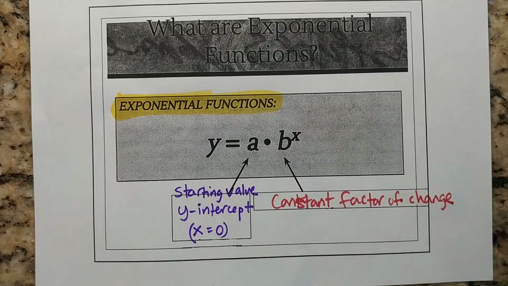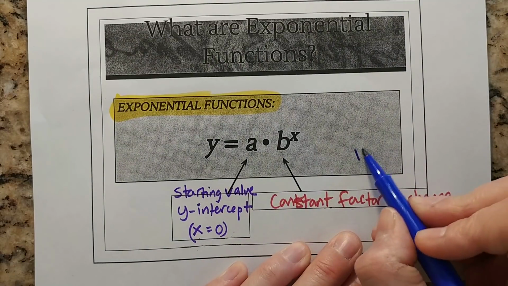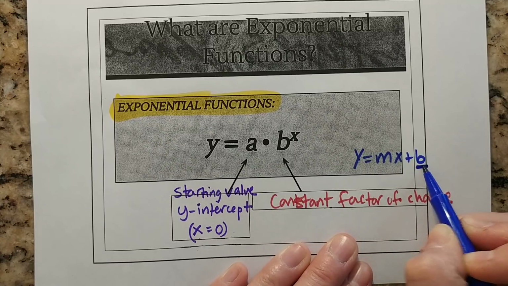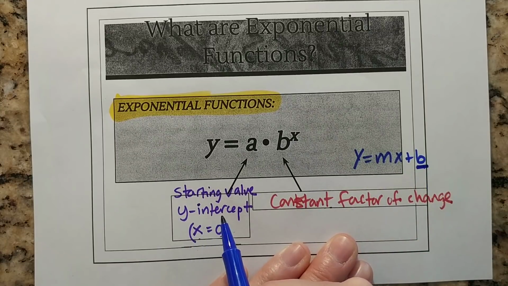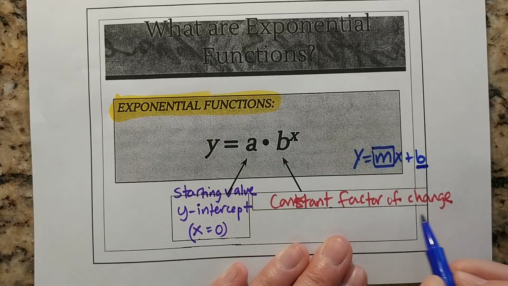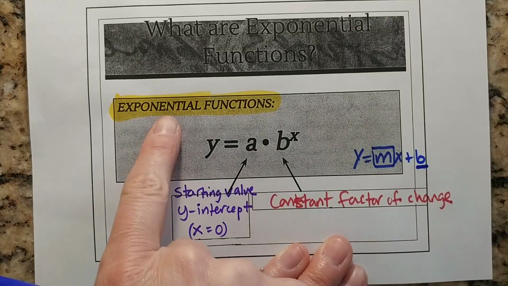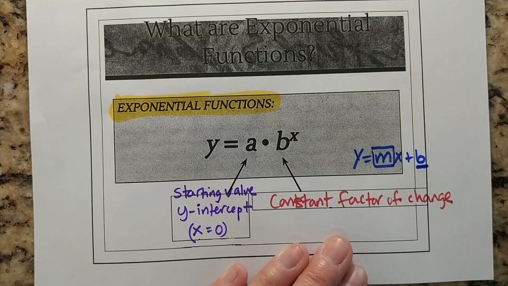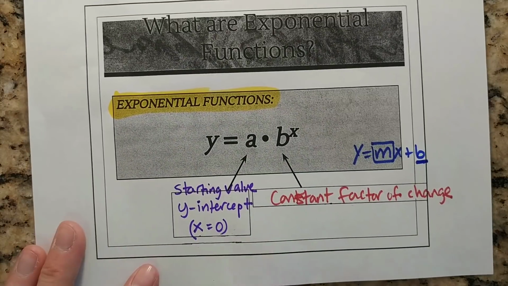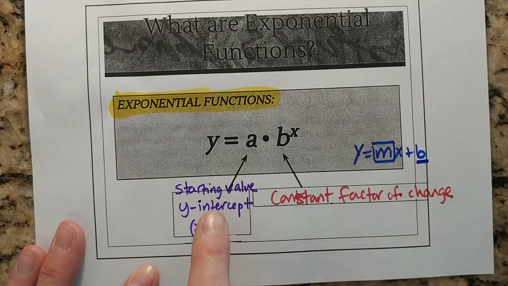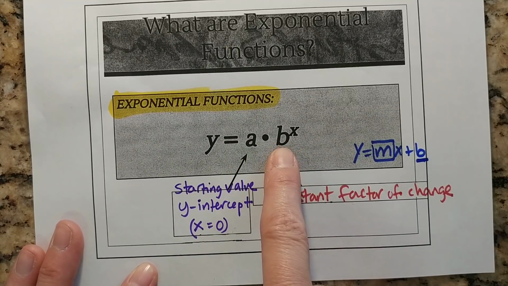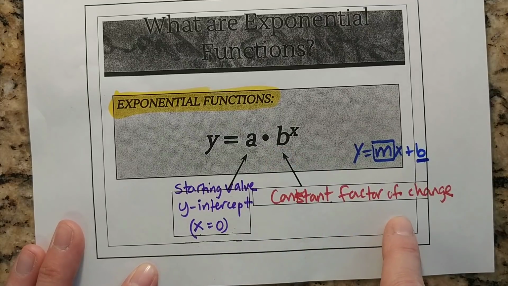So if you think about something that you already know, like the linear function, you know that the b represented our y-intercept, and this m was our slope, or our constant change. So the exponential function has the same parts, it's just that they look a little bit different. Again, our a, our first number, is our starting value, or our y-intercept. And the second number, the b here, is going to be our constant factor of change.